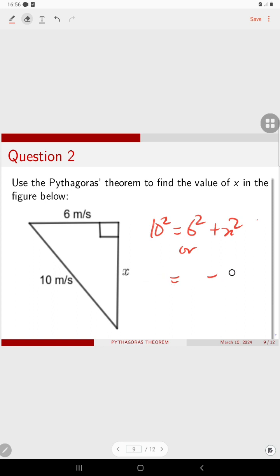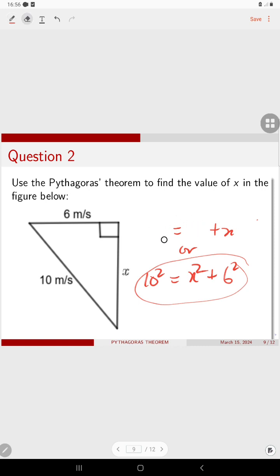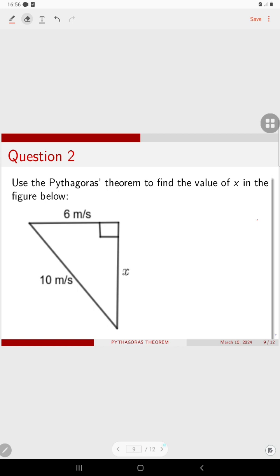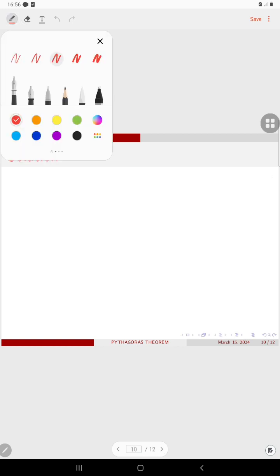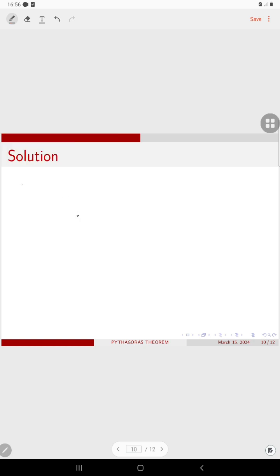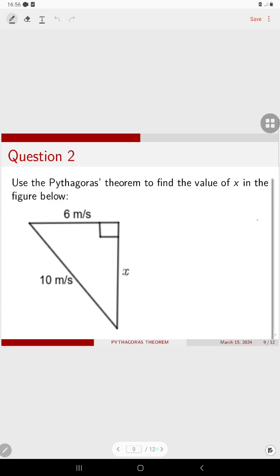So I'm going to transfer this on the next page. I will choose the second one. Good. He has said we should use Pythagoras theorem, so I don't have to state it again. So I will say 10 squared equals x squared plus what? 6 squared.